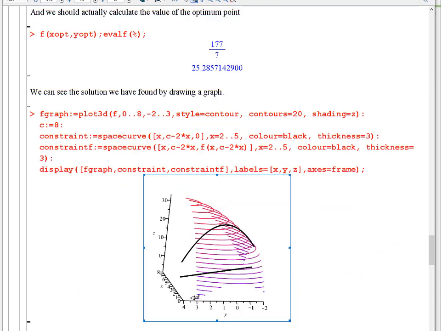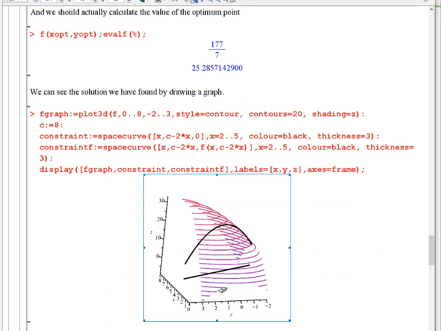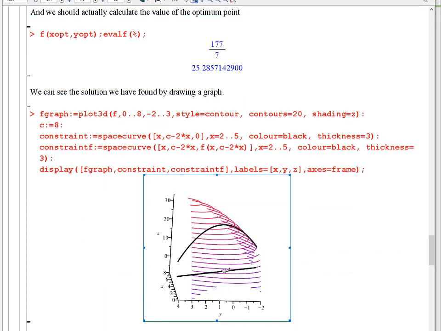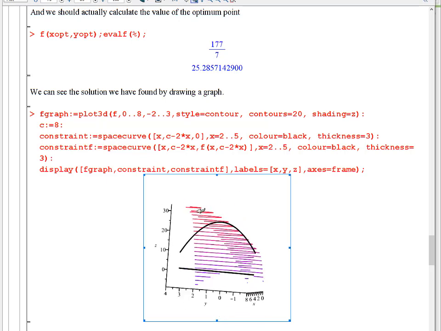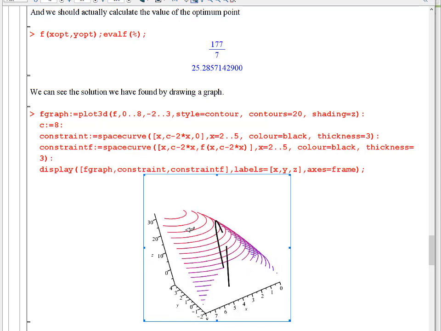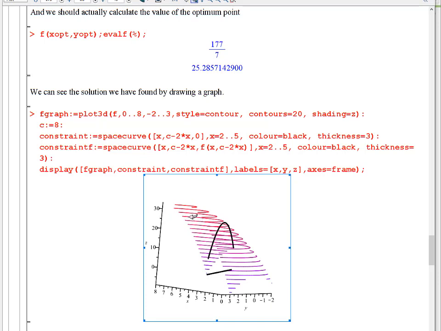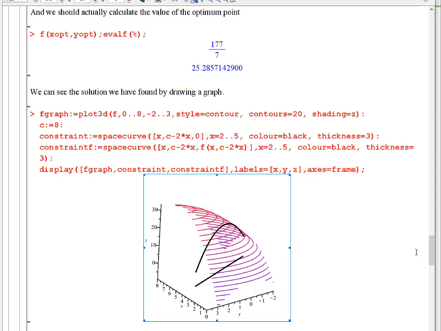So x is just over 3, y is just under 1, so that's here. And the solution comes out as about 25, which is hopefully convincing if you manage to get it straight. So the solution is about 25, and it's indeed at the points just under 1 and just around 3 for x. So it's worked.